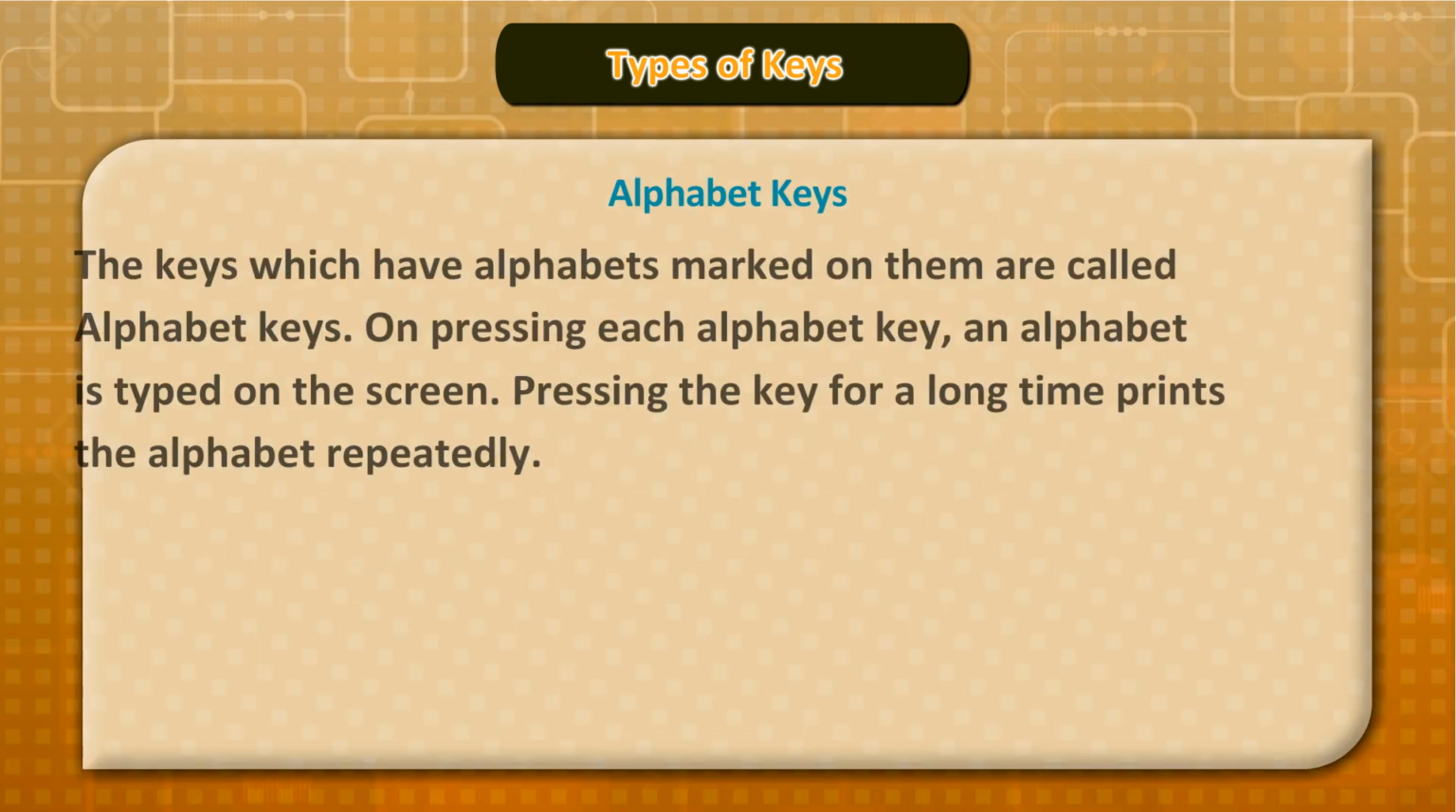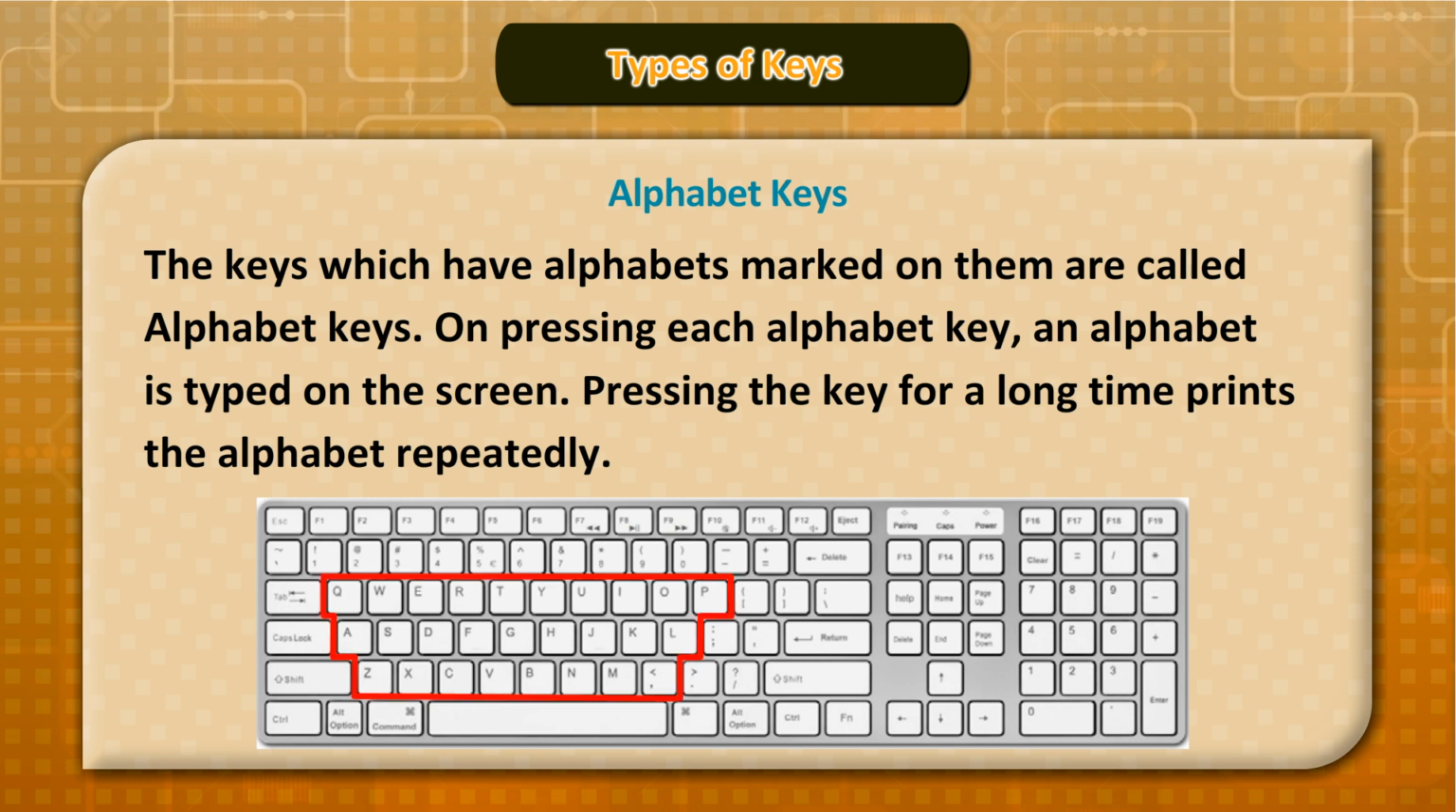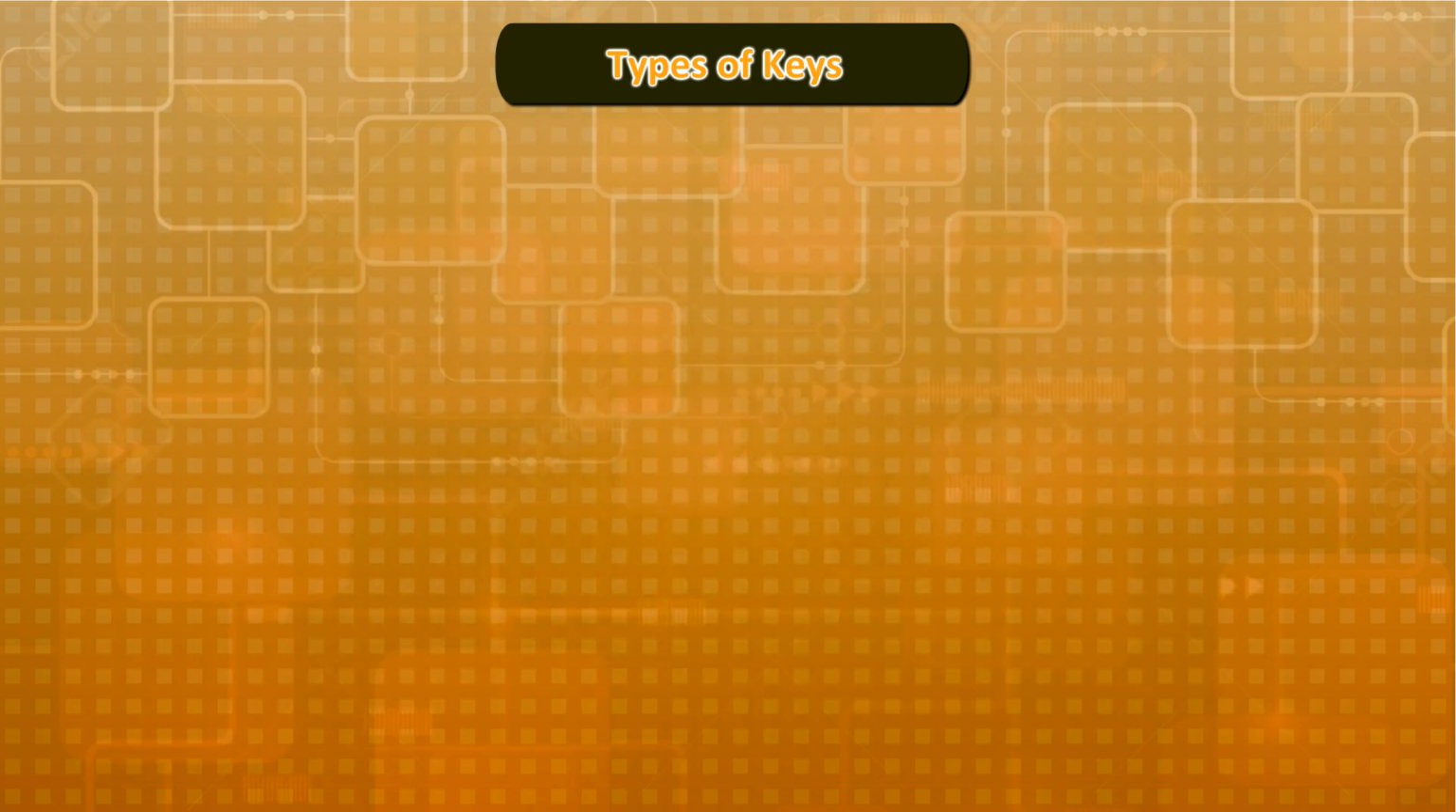Alphabet keys. The keys which have alphabets marked on them are called alphabet keys. On pressing each alphabet key, an alphabet is typed on the screen. Pressing the key for a long time prints the alphabet repeatedly.